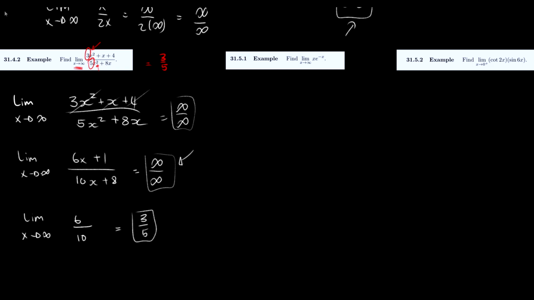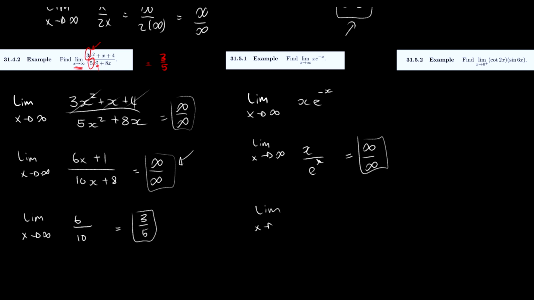Okay, so the next one, the limit as x approaches infinity. We've got x raised to the negative x. First things first, I'm going to write this in a more appealing way. So that's 1 over e raised to the x. If I substitute infinity here, I get infinity over infinity, so we can apply L'Hopital's condition. That's always what you want to look for, by the way. You want to first try to figure out how you can create L'Hopital's condition.